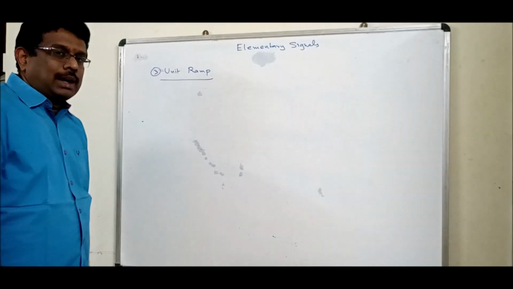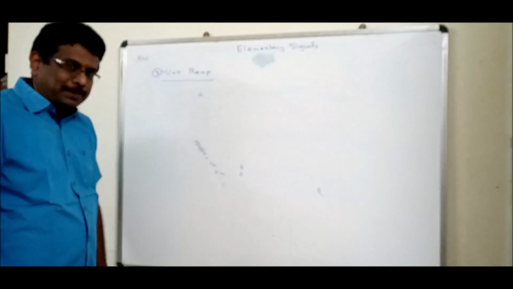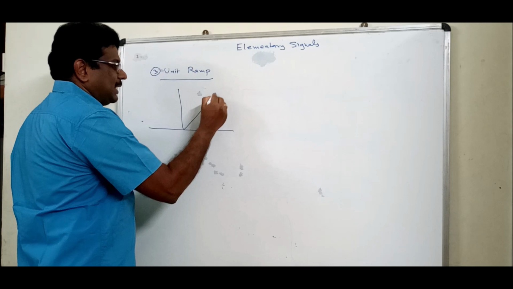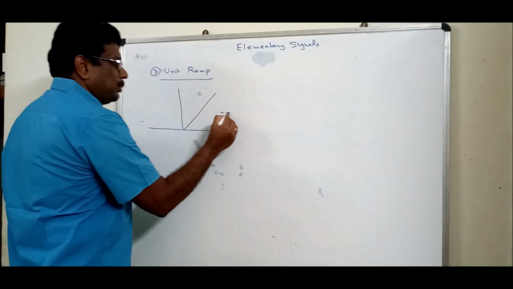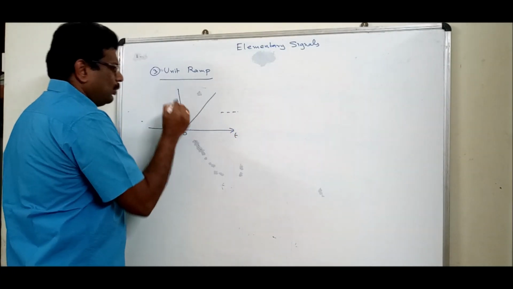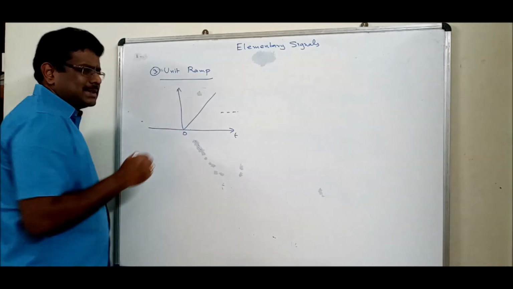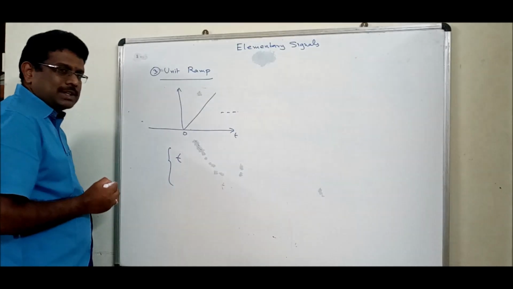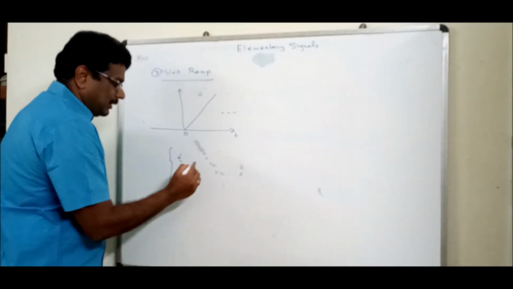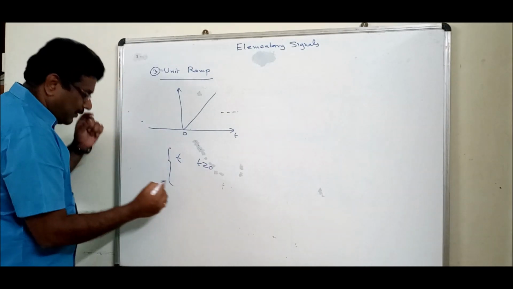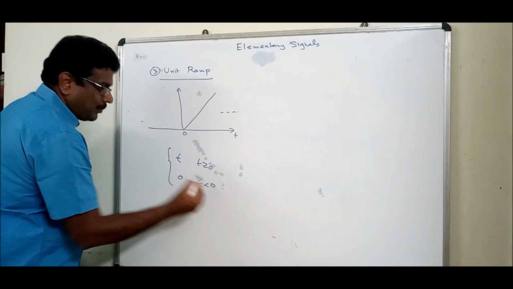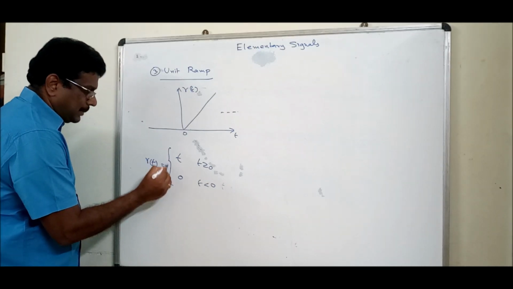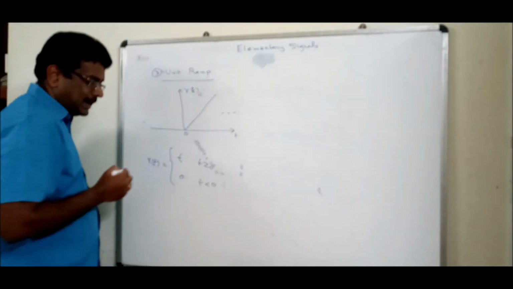The third elementary signal is the unit ramp. What is the unit ramp? This is the ramp signal going up to infinity. You can recall it as t. The amplitude is t on the right side for t greater than 0, and on the left side it is 0. The symbol is r of t.